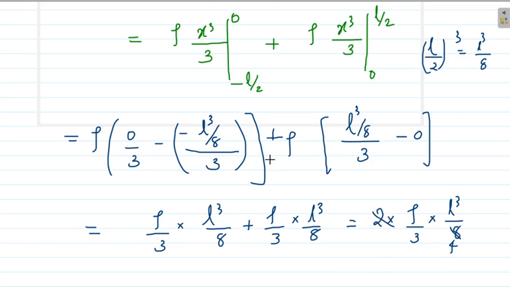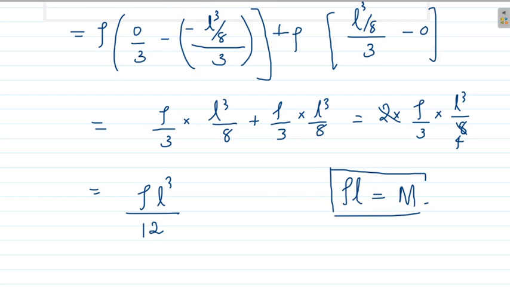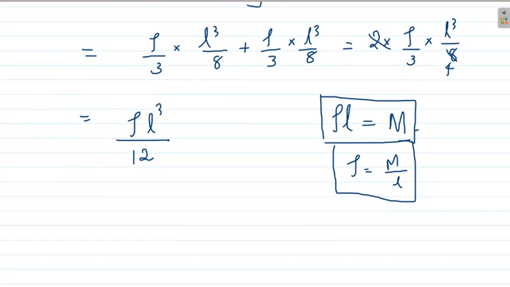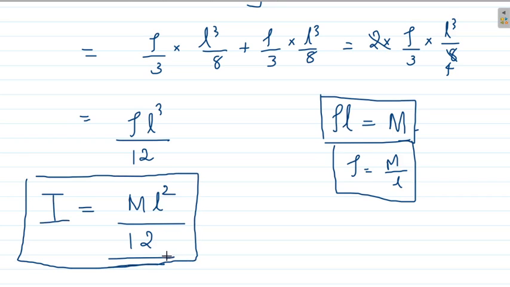So this is simply equal to rho L cube by 12. Now we know rho into L is the total mass of the body. We defined rho as m by L. That means rho into L is the total mass of the body. So instead of a single rho L, you can substitute mass. The remaining term is L square divided by 12. So the moment of inertia of the rod about an axis passing through the center and perpendicular to the length of the rod is given by I equal to ml square by 12.